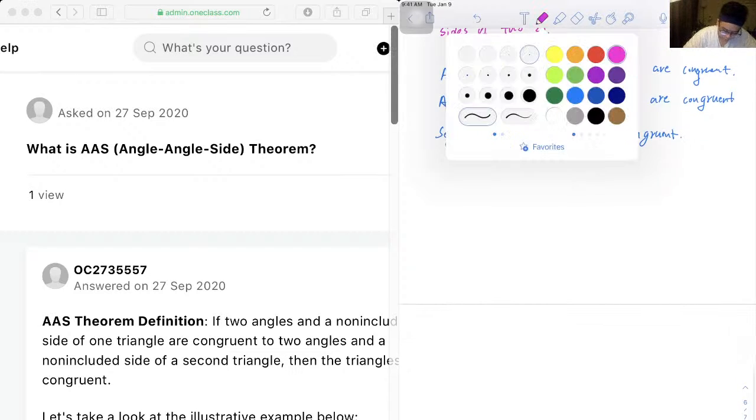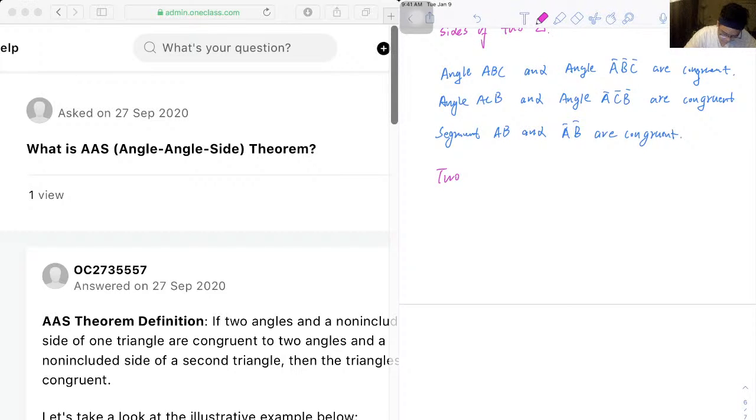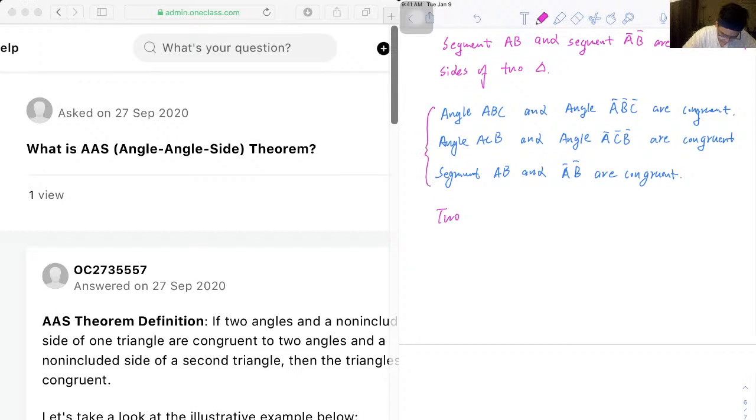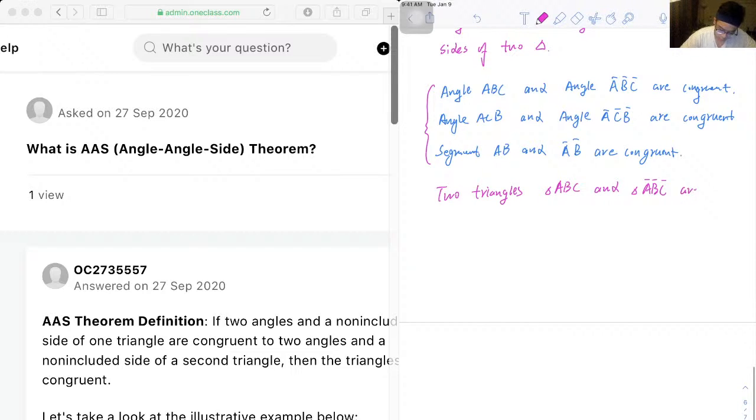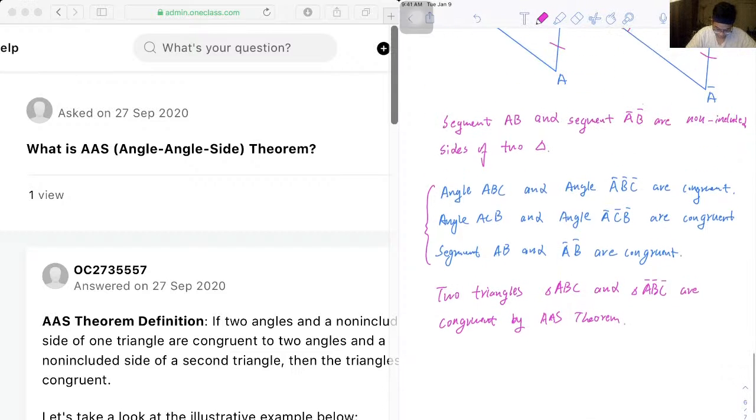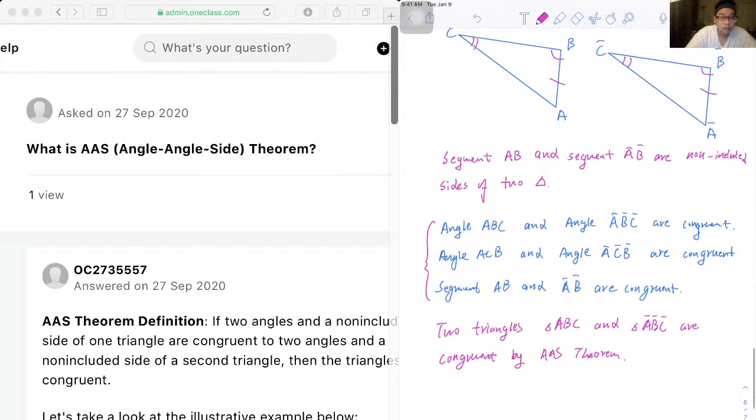So we can say two triangles ABC and A bar B bar C bar are congruent by the AAS property, or AAS theorem.